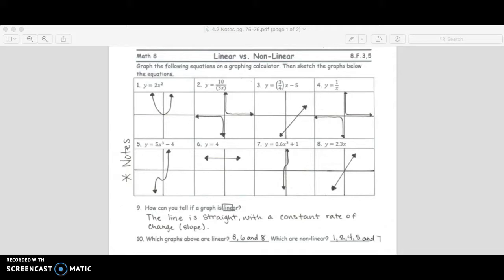So I'm going to take a moment, we're going to pause, and I'm going to show you guys how to use your graphing calculators.